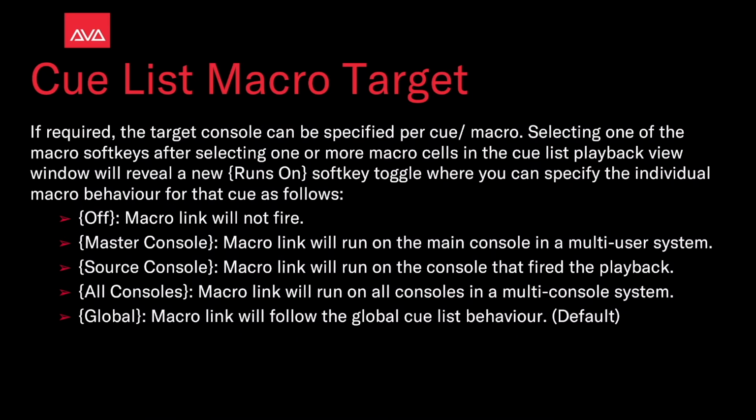If required, the target console can be specified on a per queue/macro basis. Selecting one of the macro's out keys after selecting one or more of the macro cells in the keyless playback view window will reveal a new runs on soft key toggle where you can specify the individual macro behavior for that queue as follows. Off, macro link will not fire. Master console, macro link will run on the main console in a multi-user system. Source console, the macro link will run on the console that fired the playback. All consoles, the macro link will run on all consoles in a multi-user system. Global, macro link will follow the global keyless behavior. This is the default. So let's have a look at that.